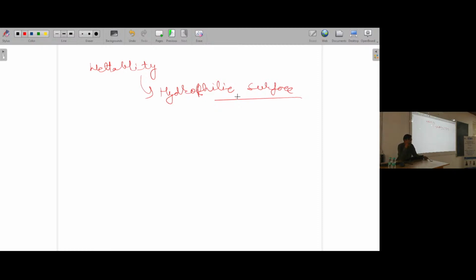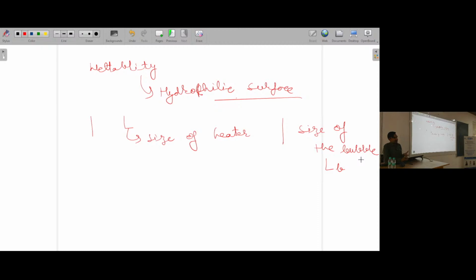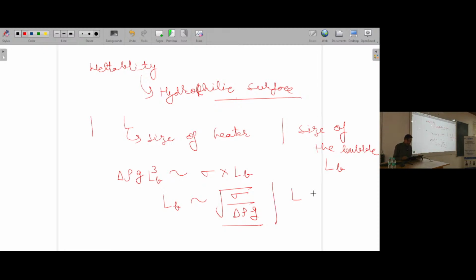The second important point is that two important length scales are involved. One is the length or size of the heater, and another is the size of the bubble. Say LB is the size of the bubble. The size of the bubble is balanced by the combination of surface tension and buoyancy forces. If delta rho is the density difference between liquid and vapor, g is the gravitational field, and LB is the length scale corresponding to the size of the bubble, then delta rho g LB cubed is the buoyancy force and the surface tension force is sigma times LB. From here, the length scale is equal to the square root of sigma divided by delta rho times g.